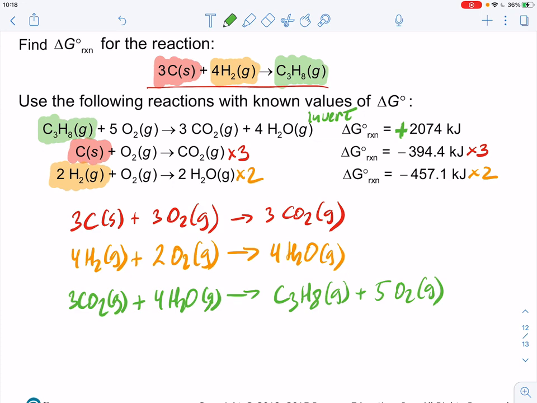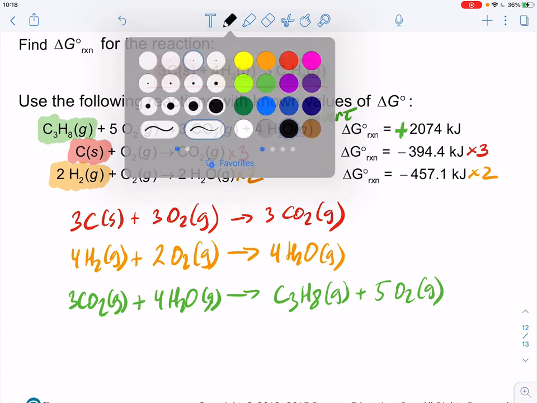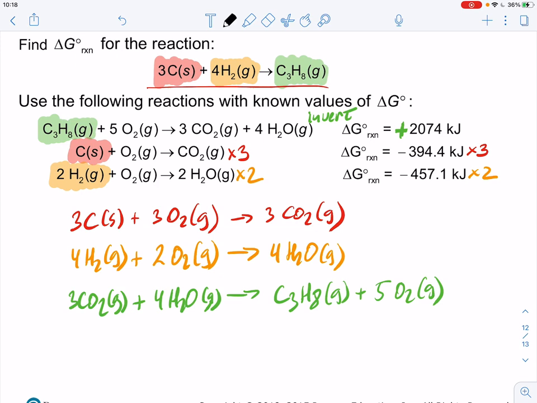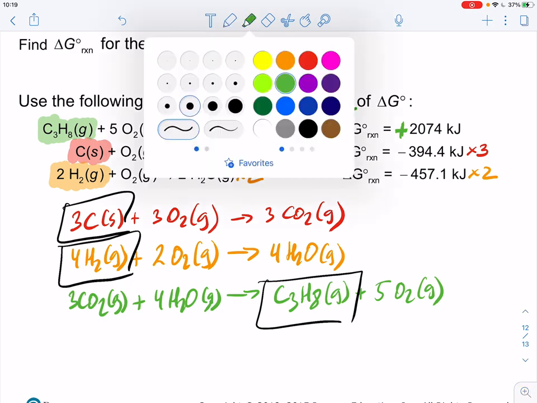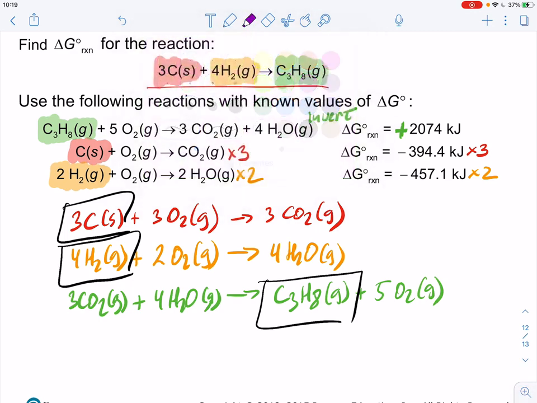Okay? The next step is, of course, to check that we are actually obtaining the reaction of interest. In doing so, you look at your set of reactions after the modifications, and then you select what you need to keep. You need to keep 3 carbons as a reactant. You need to keep 4 hydrogens as a reactant, and you need to keep 1 mole of C3H8. Everything else has to go. Everything else has to cancel. Okay? So let's start taking a look here.